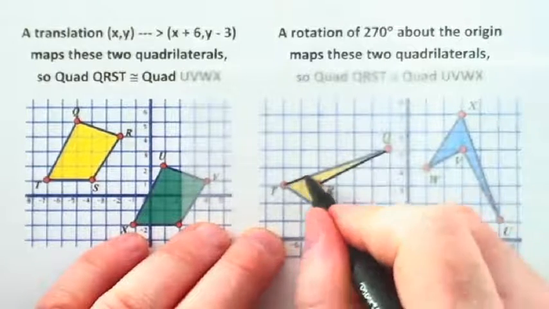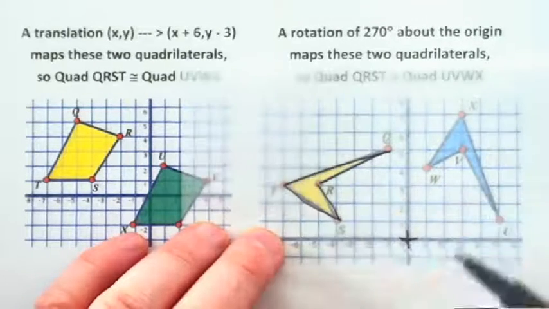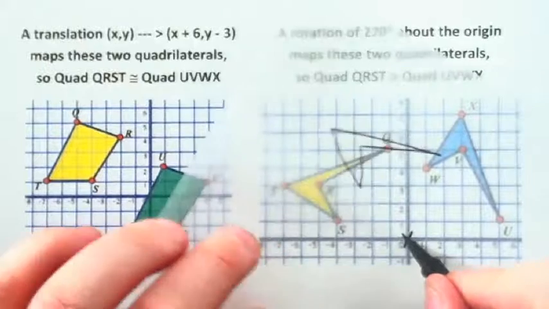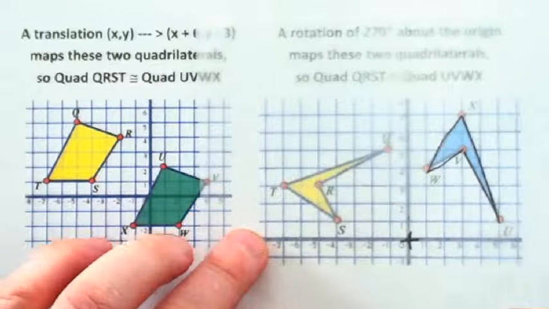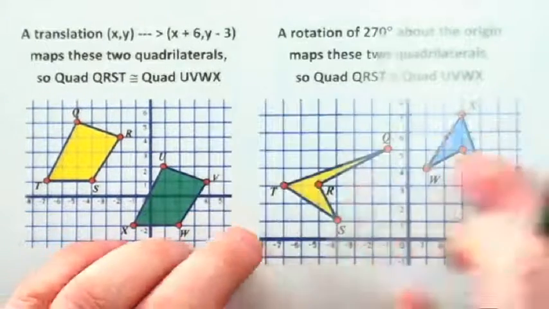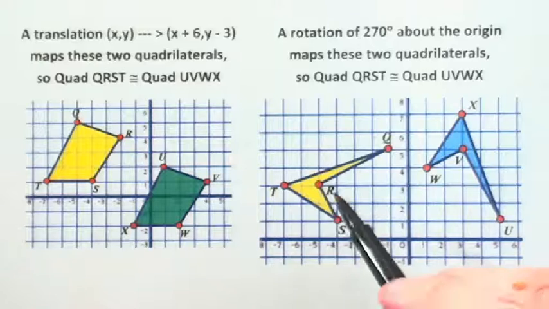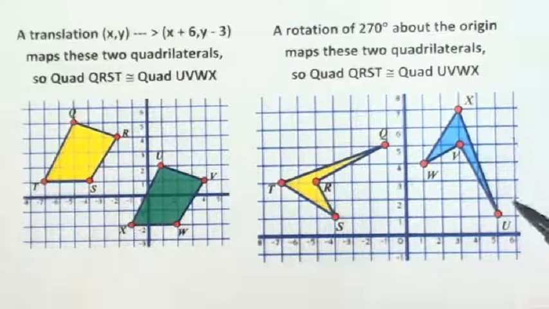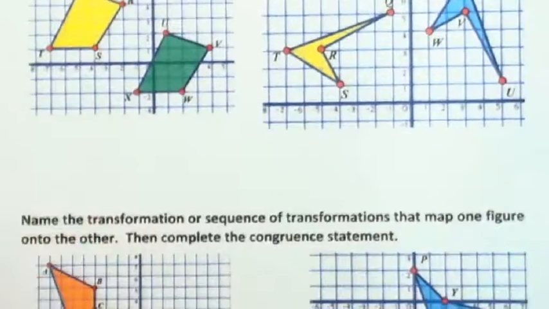If I can do that, then they are congruent. If I can map it using a transformation that's isometric, then they are. And sure enough, when I do that, I get QRST mapped onto UVWX. Therefore, they are congruent.